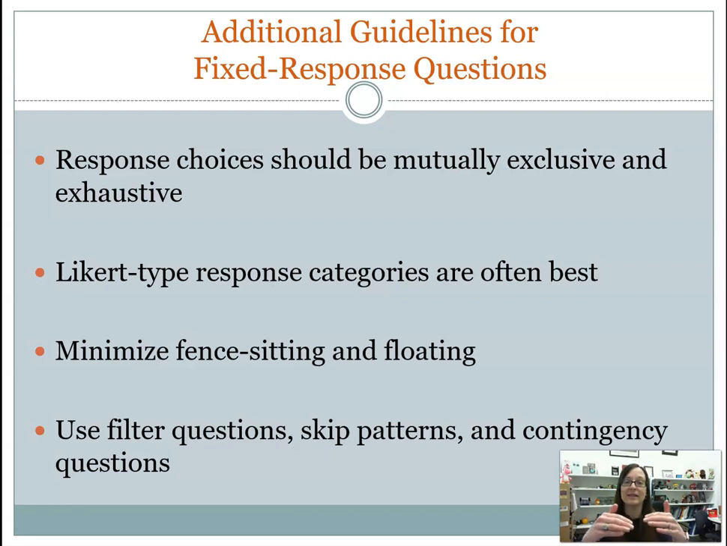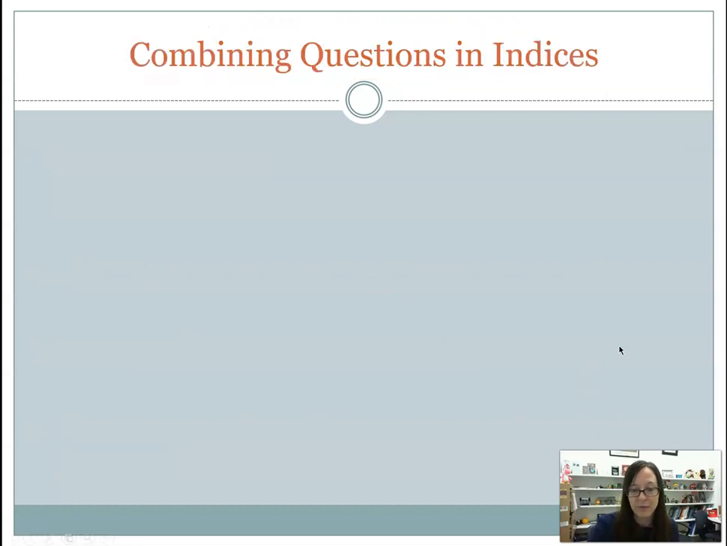And then the skip pattern is whether we skip all these questions or we go into them, depending on your original answer. And the contingency questions are those questions that follow after that and ask more about that initial concept. But you only want to ask them to the people that it would be applicable for.